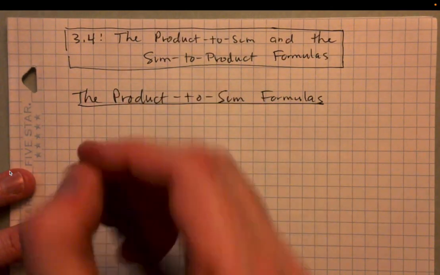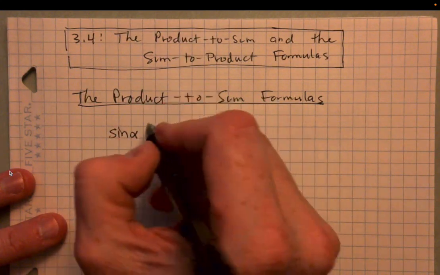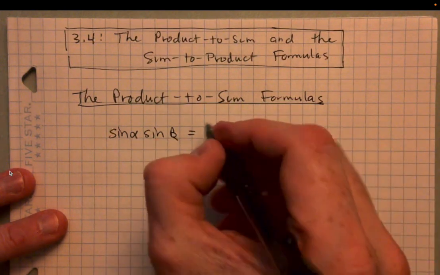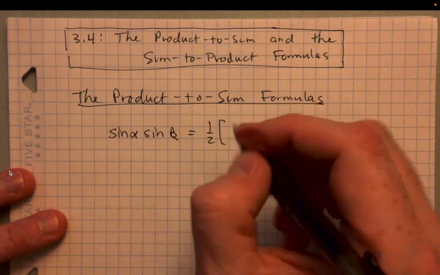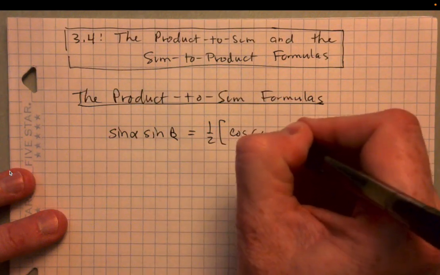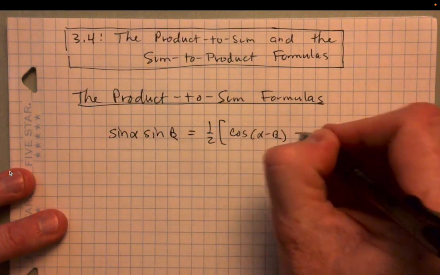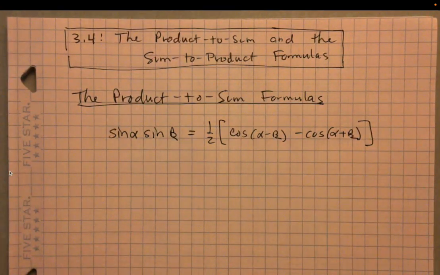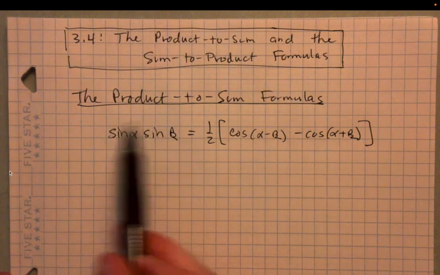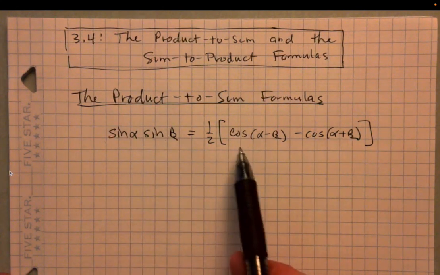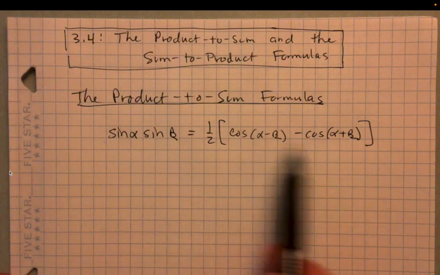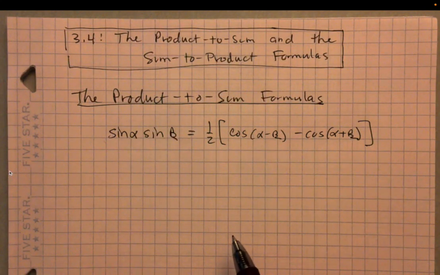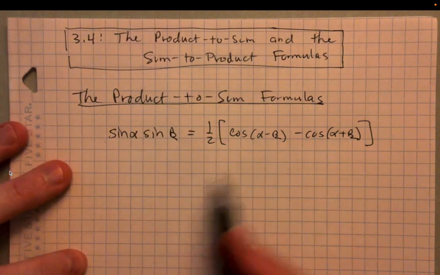These are easily derived. So the sine of alpha times the sine of beta, so here's your product, is equal to 1/2 times the cosine of alpha minus beta minus the cosine of alpha plus beta. Right, so as the name indicates, you start with a product, sine times sine, and you end up with an expression that is not a product of trig functions, but instead is a sum or difference. So that's the version for sine times sine.